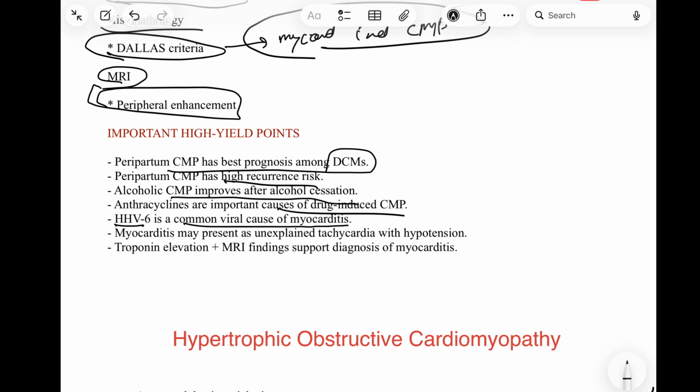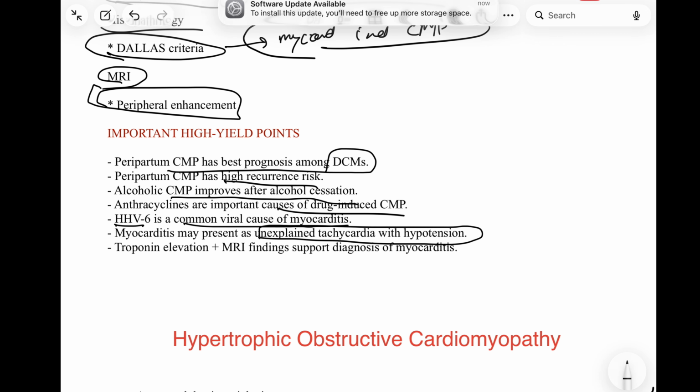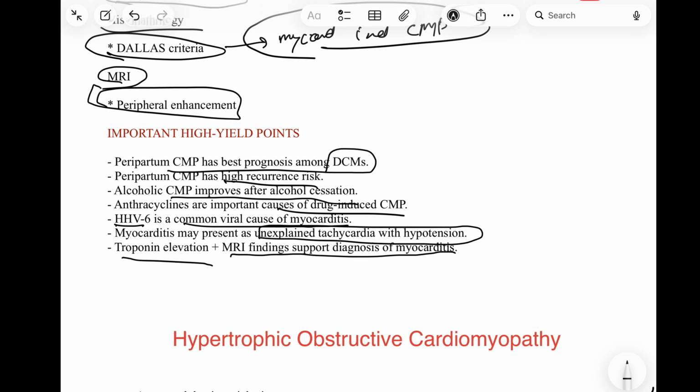Myocarditis may present as unexplained tachycardia and hypotension. I want you to note this sentence about unexplained tachycardia with hypotension in a myocarditis patient. What will you suspect? And the answer would be cardiomyopathy, right? Also, there might be troponin elevation, and the MRI findings support the diagnosis of myocarditis, right? So this was all about the basics of cardiomyopathies.